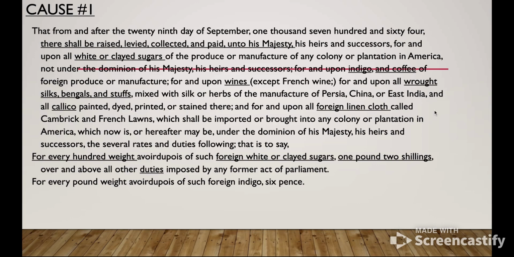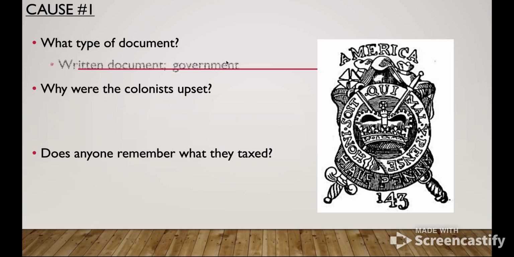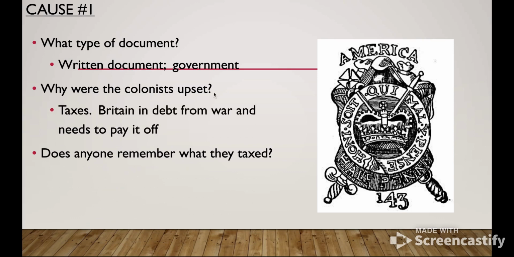So what this document was, obviously, was a government document. It was written by the British government. And in this document, what they're telling the colonists is that they're going to raise taxes on those things. The reason they're going to raise taxes on those things is because Britain was in debt from the war and they need to pay off their debt.